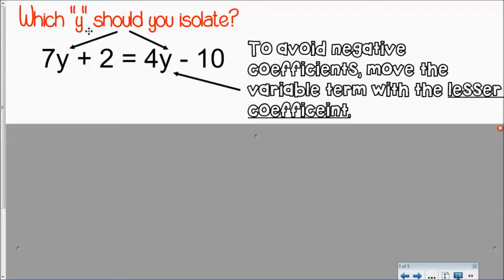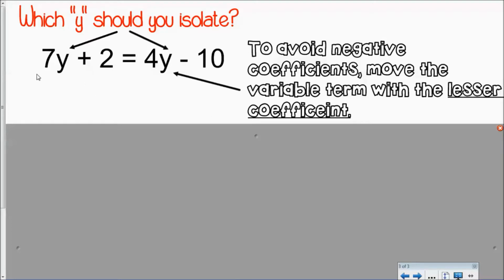But the question is, which y should I isolate? Which one do I need to get on a side by itself? The 7y or the 4y? Honestly, you can do it either way. But what I have found is to avoid negative coefficients, and I'm probably like you, I like to work smarter, not harder. Avoid negatives if I can. Move the variable term with the lesser coefficient. So when I compare their coefficients, I have 7 and I have 4. 4 is less. Now let's say that I didn't remember this tip.